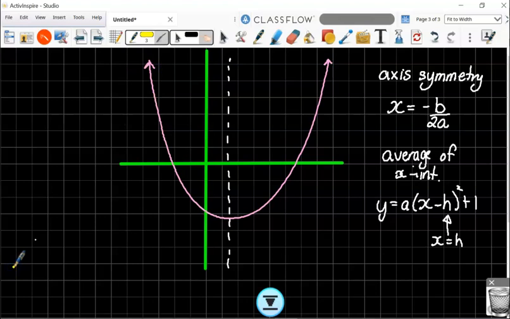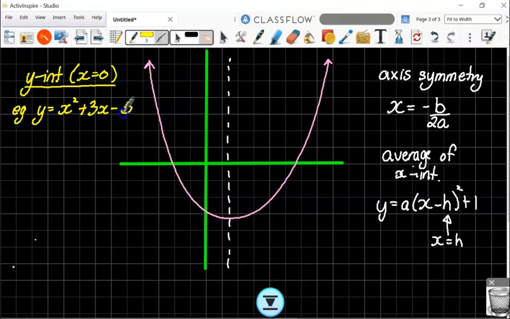Come on, who's going to play? Yeah, give us what else do we need to sketch it? Y-intercepts. Excellent. So our y-intercept, how do we find our y-intercept? You make x equal 0. Okay, so as an example, if I've got y equals x squared plus 3x take 5, when x is 0, 0 squared, 3 times 0 is 0, my y-intercept will be 0 minus 5. Do we agree?